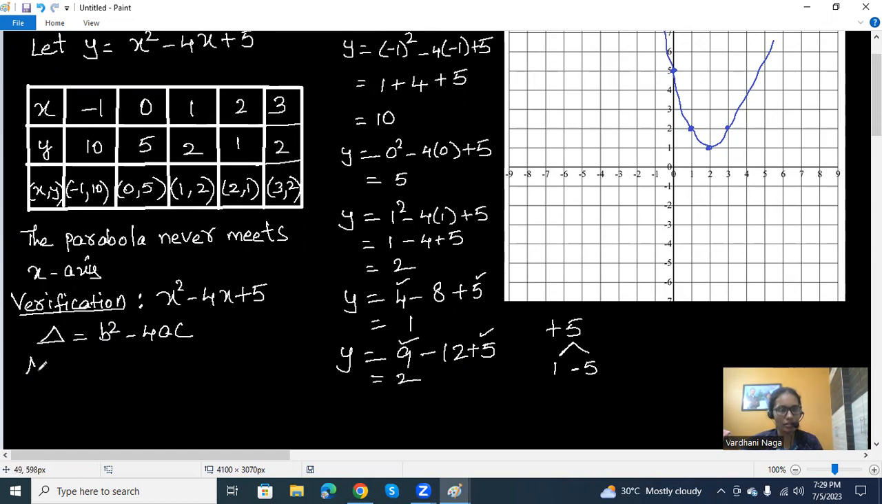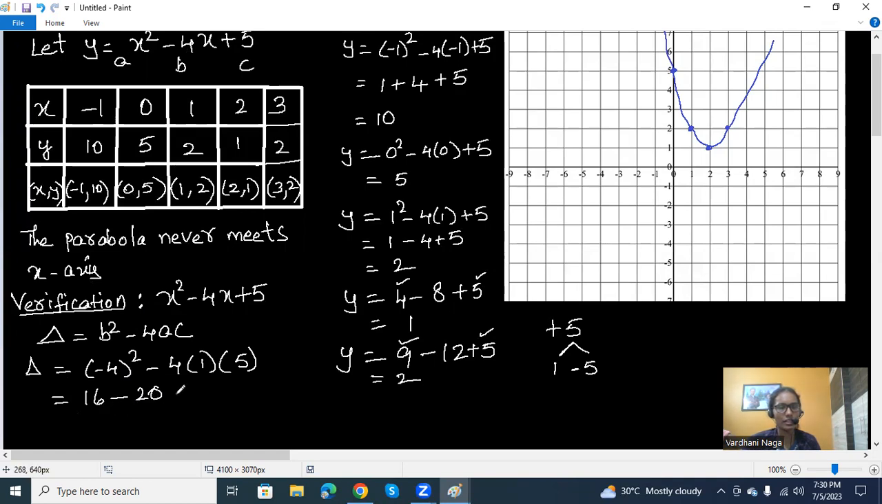So delta is equal to b square minus 4ac. Here b square, this is none, nothing is there, means a is 1. b is minus 4, c is 5. So b square minus 4ac means b square is minus 4 whole square, minus 4 into a is 1, c is 5. So 4 square is 16, 16 minus 4 into 5 is 20.